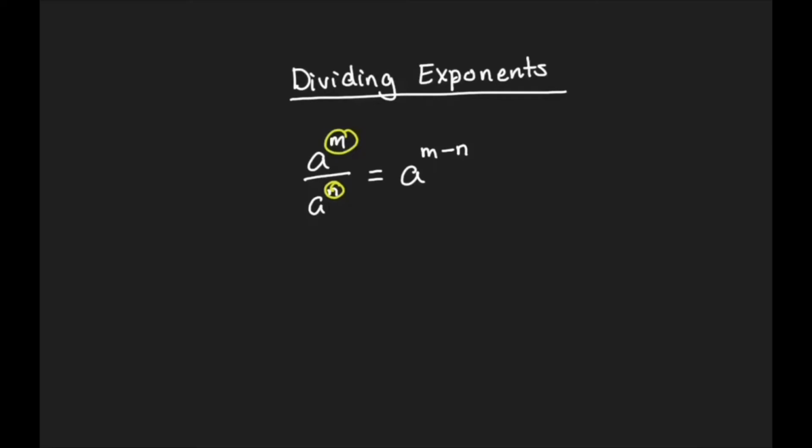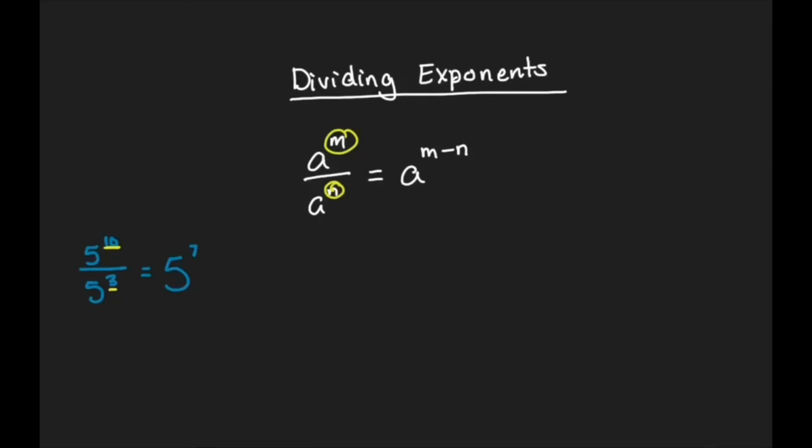Say we have 5 cubed. Let's not do 5 cubed. Let's do 5 to the 10th power divided by 5 cubed. In order to get our quotient, all we have to do is take the 10 and take the 3 and subtract them. So 10 minus 3 is 7.